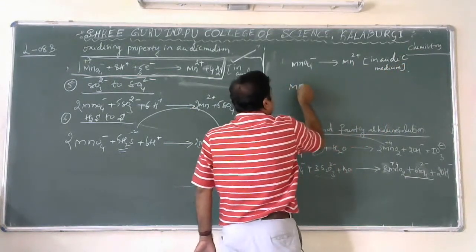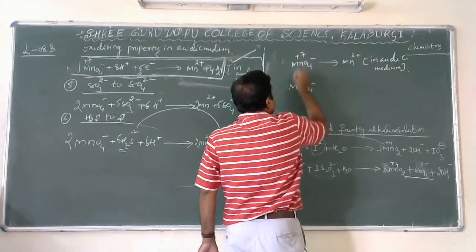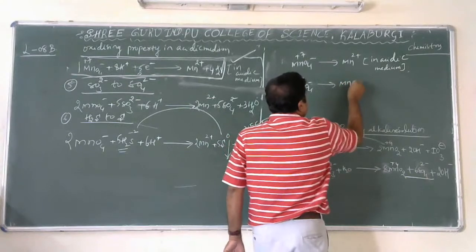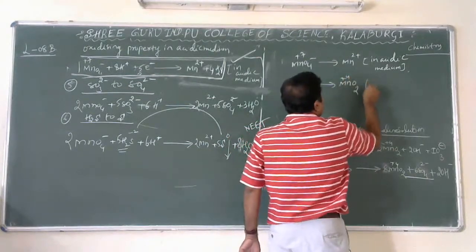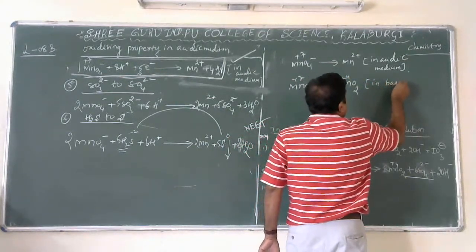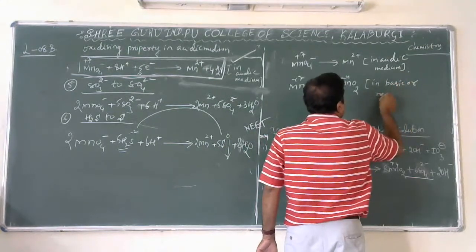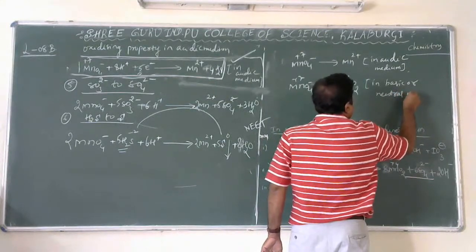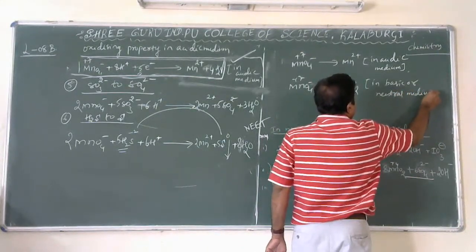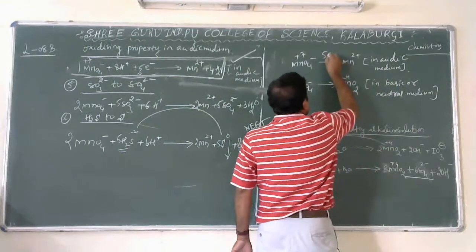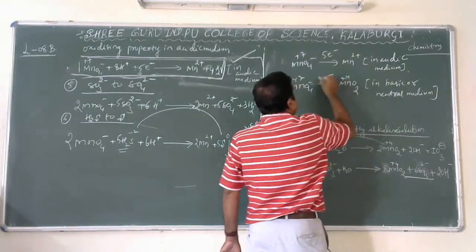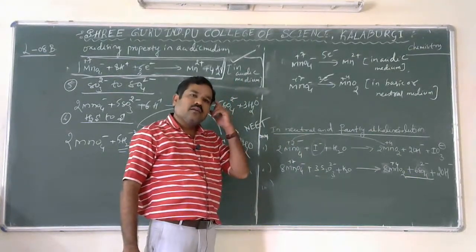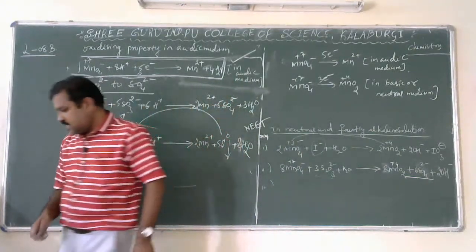But MnO4 minus, plus 7, to what? MnO2, plus 4, in basic or neutral. Okay, remember, neutral medium. This difference you have to write. Remember, here 5 electrons, here 3 electrons. Got it? So this is the important information for oxidation reactions.